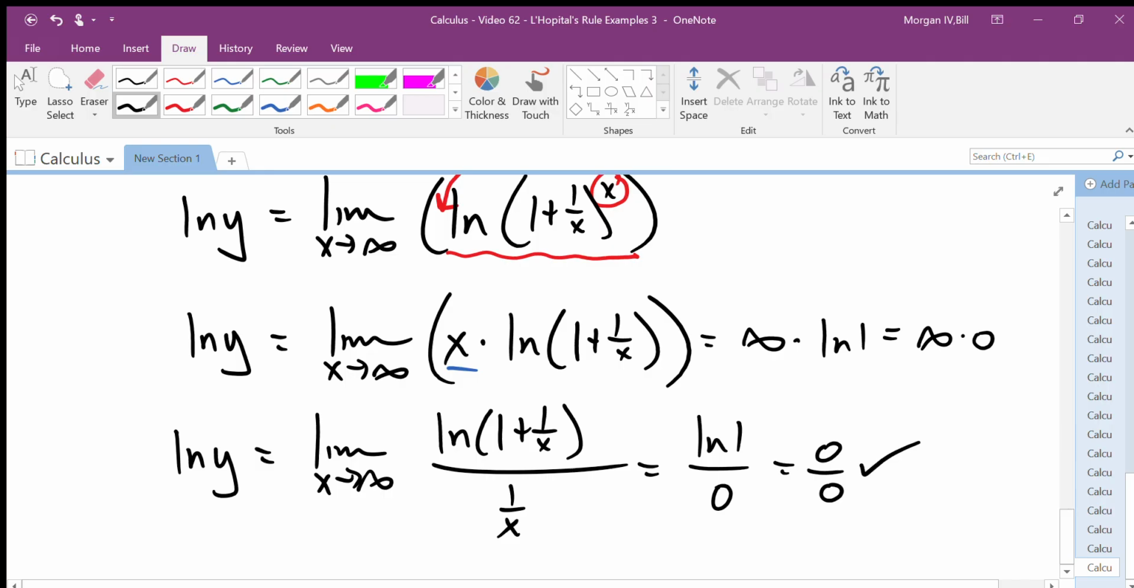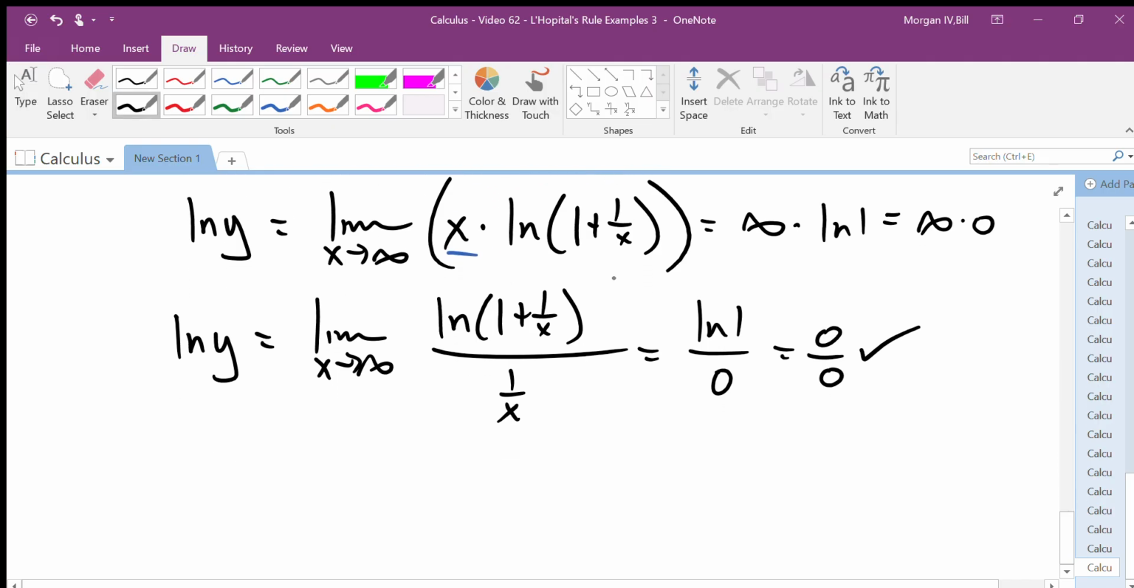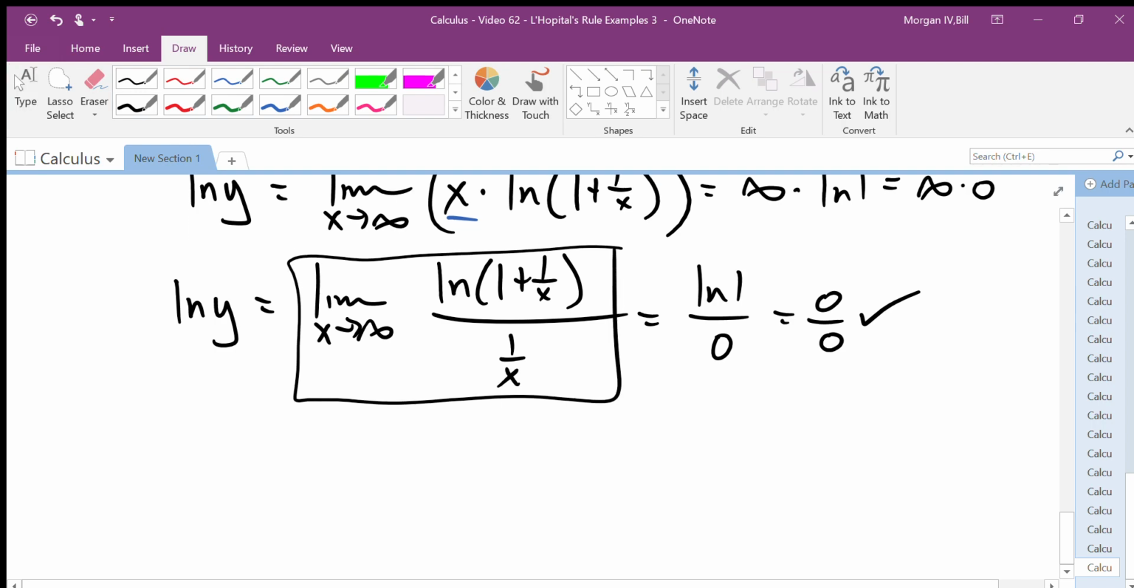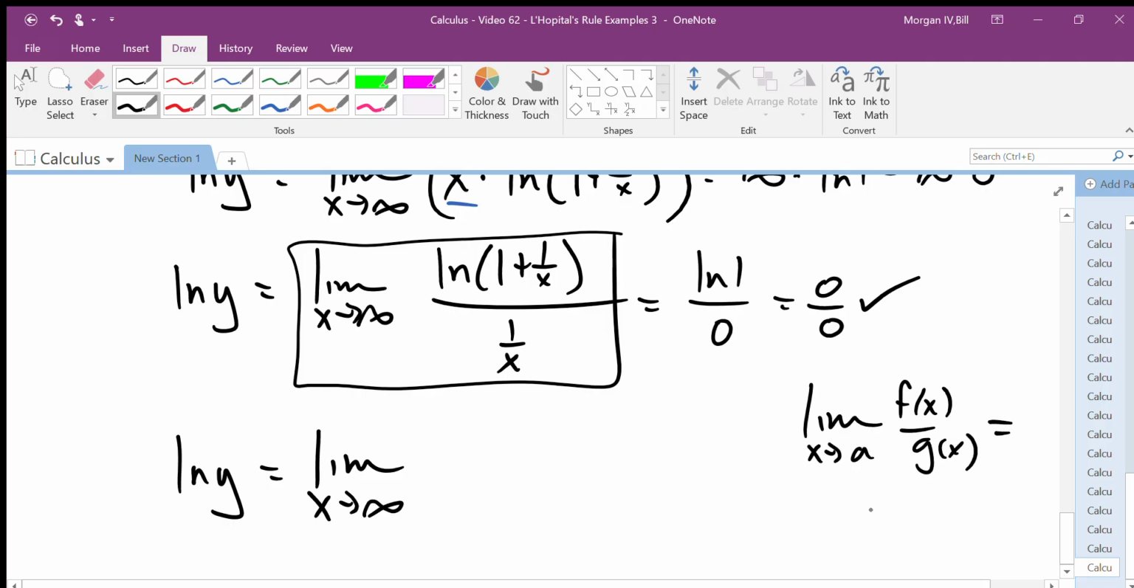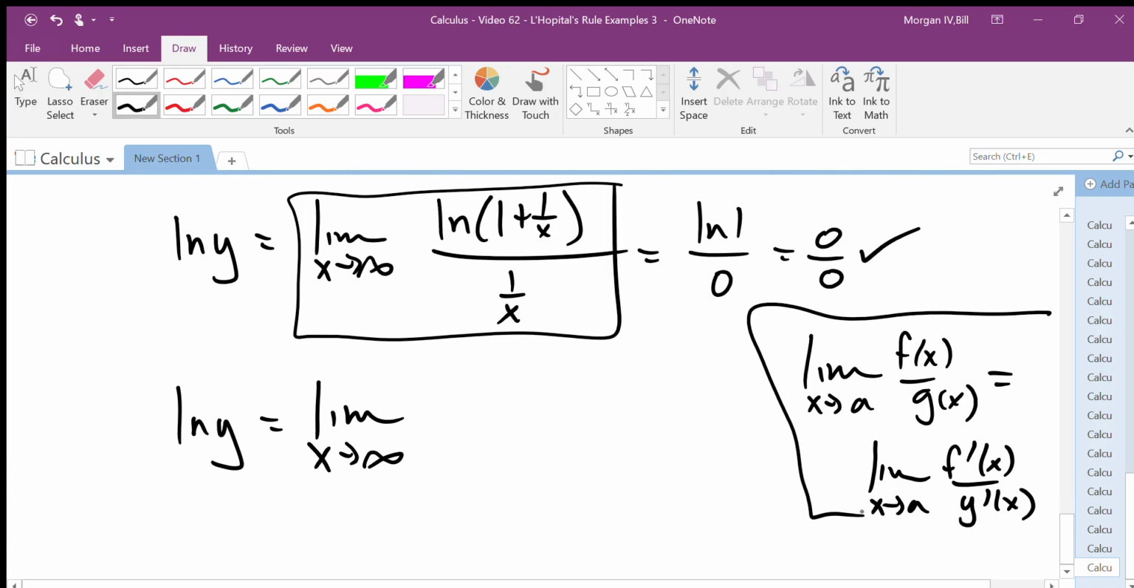Now we can use L'Hopital's rule. So we're going to take the derivative from this form right here. The natural log of y is equal to the limit as x goes to infinity, and the limit is the same thing. So the property we're using here is the limit as x goes to a of f(x) over g(x) is equal to the limit as x goes to a of f'(x) over g'(x). So we don't need to take the derivative of the left-hand side here because those limits are, in fact, equal to each other.